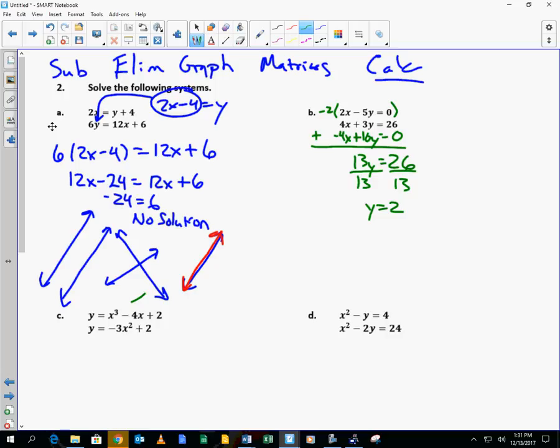How do I find x? Plug it back in. So 3 times 2 is 6. Subtract that from 26. So I got x is 5.